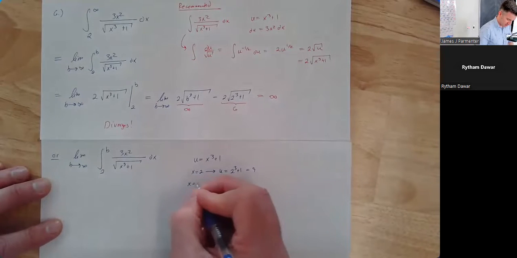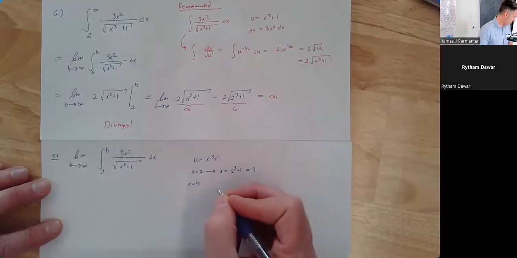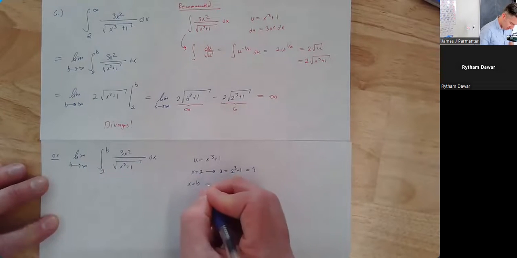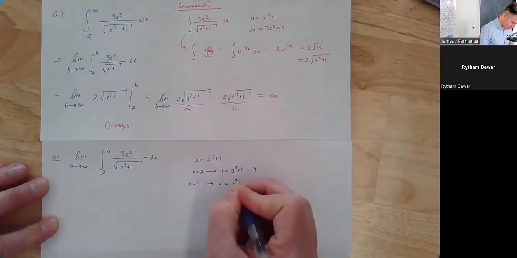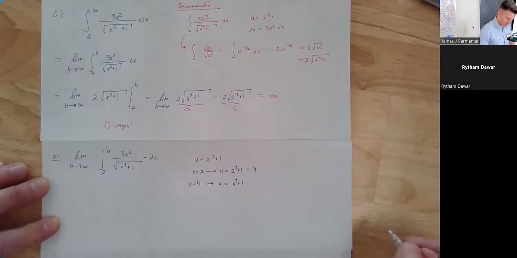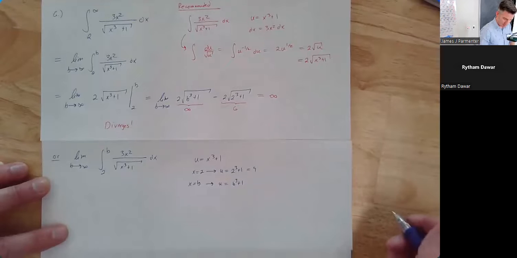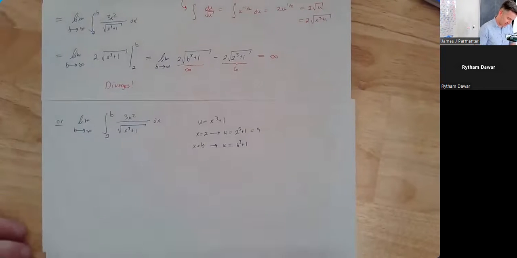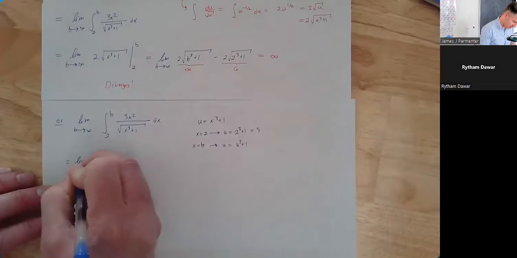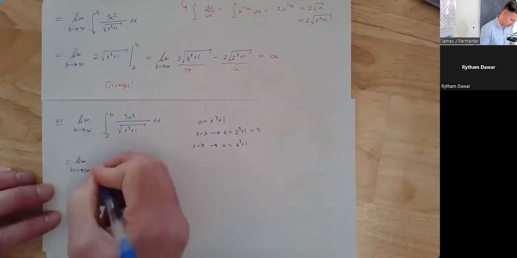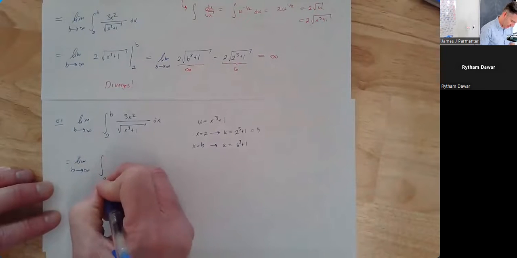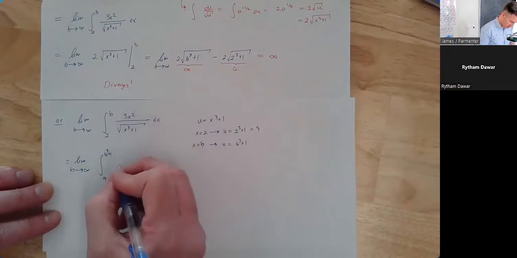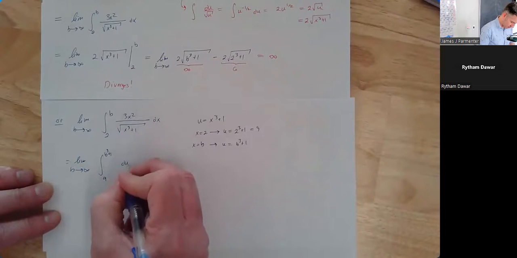And if x equals b, I really don't love it. So not a fan. Then u is going to equal b cubed plus 1. I'm really so unexcited about this, you wouldn't even believe it. Anyway, we can rewrite this as the limit as b goes to infinity of the integral from 9 to b cubed plus 1 of du over the square root of u.